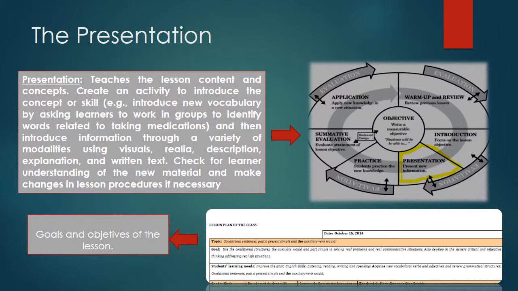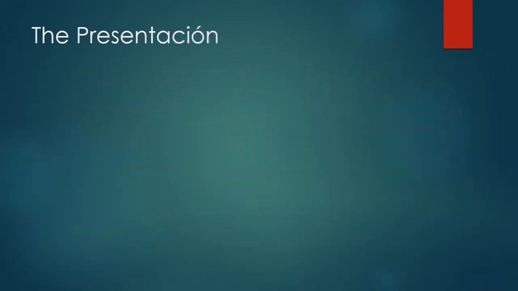So here's the topic and the goal. The topic is about conditional sentences and the auxiliary would. And the goal is to teach structures and how to use auxiliary would, the past simple, and all of these for solving real problems and real communicative situations. Also to develop in the learner critical and reflective thinking, addressing real life situations.